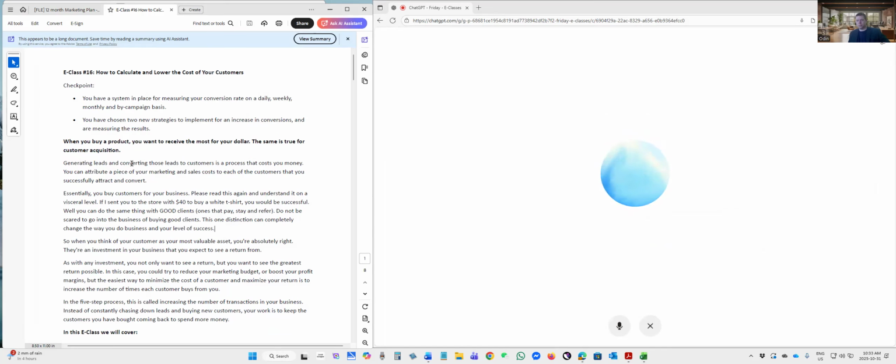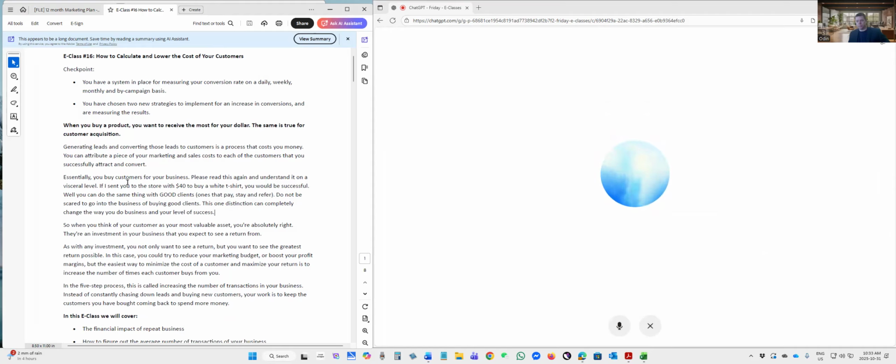When you buy a product, you want to receive the most for your dollar. The same is true for customer acquisition. Generating leads and converting those leads to customers is a process that costs you money. You can attribute a piece of your marketing and sales costs to each of the customers that you successfully attract and convert. Essentially, you buy customers for your business.